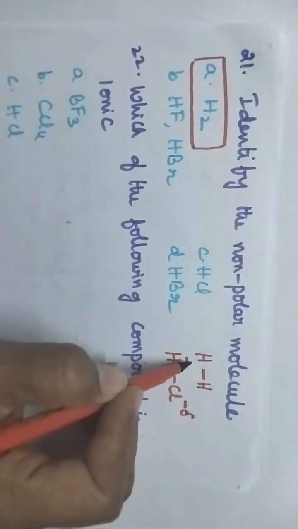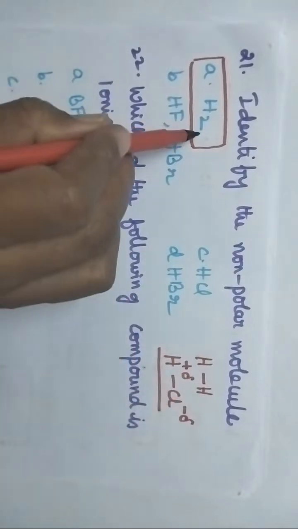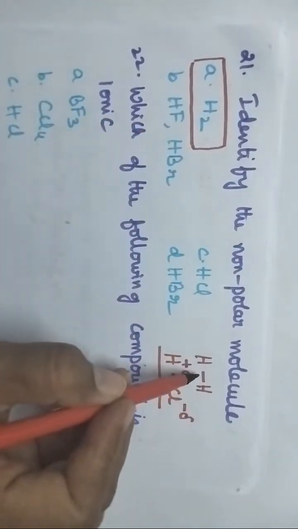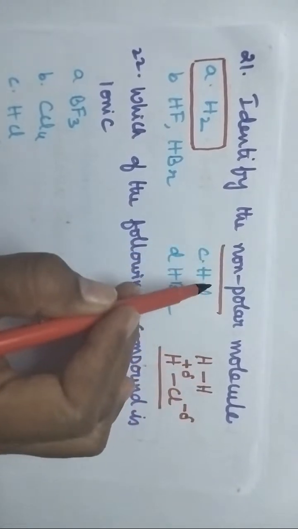Logically, option A is the right answer. So in between the same atoms, what happens? A pure covalent bond is present. When you consider HCl, chlorine is more electronegative. It attains partial negative charge and hydrogen attains partial positive charge. So all these molecules are polar in nature except the hydrogen molecule. If a covalent bond is formed between the same atoms, that is non-polar in nature. So option A is the right answer. Clear?